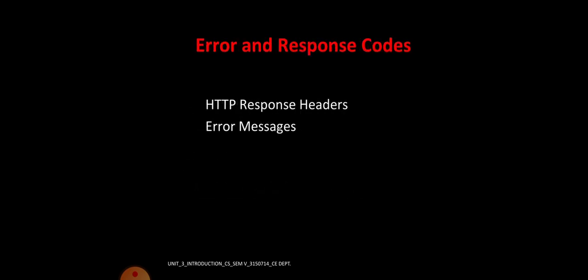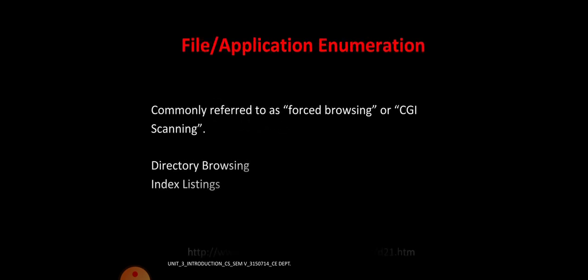Identifiable characteristics are command lines, URL extensions, meta tags, cookies, and client-side scripting languages. This is revision. Error and response codes: first are HTTP response headers and error messages. File application enumeration, mainly referred to as forced browsing or CGI scanning, is directory browsing and index listing.